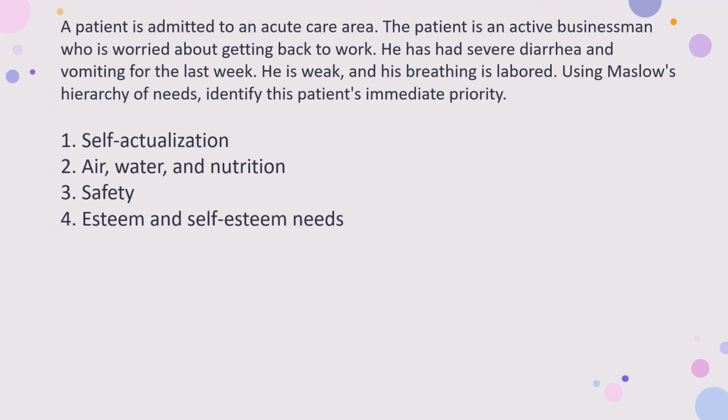A patient is admitted to an acute care area. The patient is an active businessman who is worried about getting back to work. He has had severe diarrhea and vomiting for the last week. He is weak, and his breathing is labored. Using Maslow's hierarchy of needs, identify this patient's immediate priority. 1. Self-actualization. 2. Air, water, and nutrition. 3. Safety. 4. Esteem and self-esteem needs.